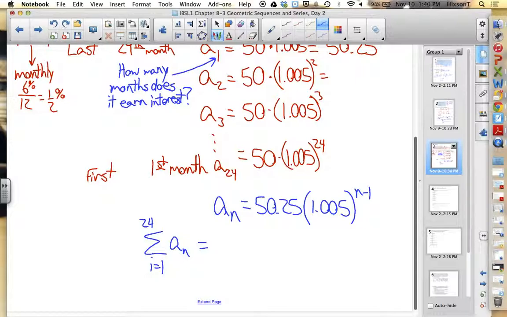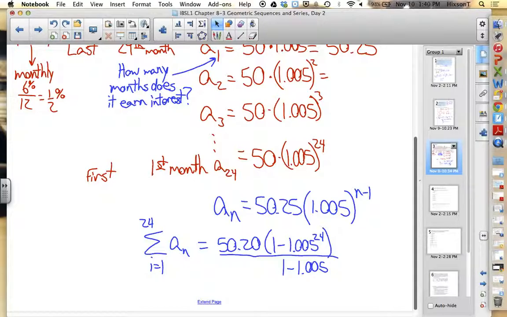So what's our formula for that? It is a sub 1 times 1 minus r to the n, over 1 minus r. So 50 times 1 minus 1.005 to the 24th power, all over 1 minus 1.005. That just makes sense, right? And then how much was that? 1,277.96. Yeah, there we go.